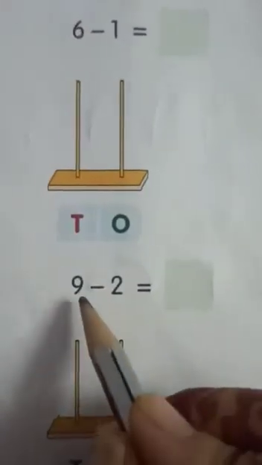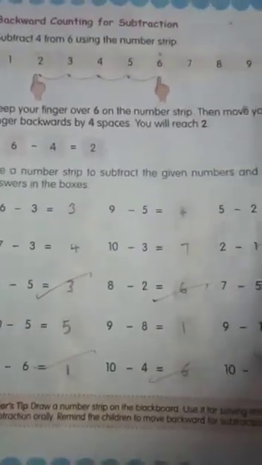Okay, let's do one problem. Here, we have to subtract 2 from 9. So, draw 9 beads on the ones place. 1, 2, 3, 4, 5, 6, 7, 8, 9. How many do you have to subtract? 2. 1, 2. How many are left? 1, 2, 3, 4, 5, 6, 7. 7.